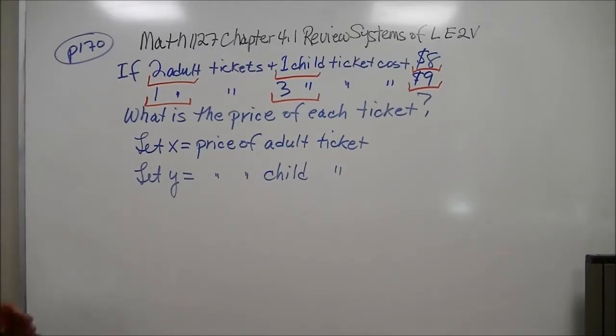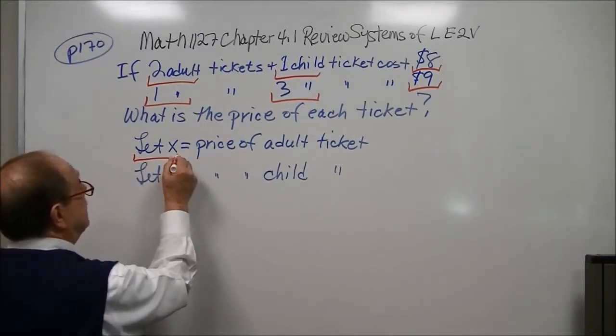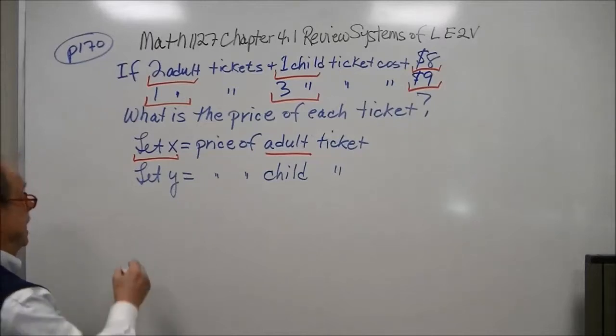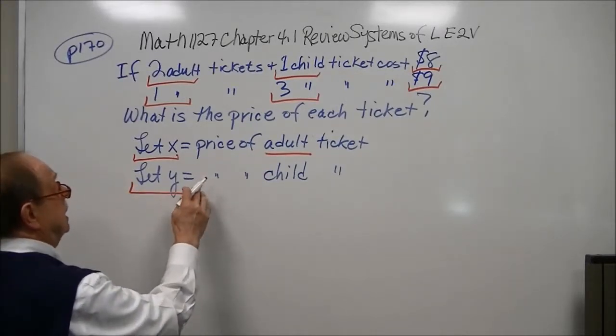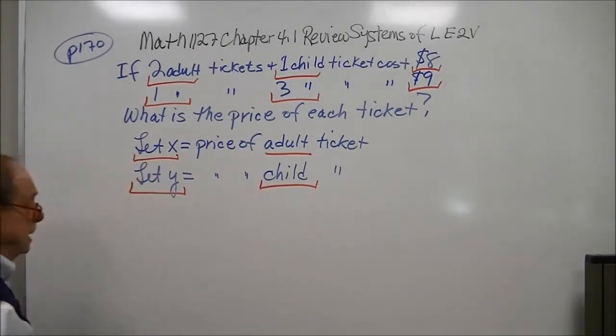Well, you recall that in doing word problems, you need to read it over, kind of get an idea, and then decide on what variables you're going to use to represent things. That's the whole purpose of algebra. So they're suggesting let X equal the price of the adult ticket and let Y equal the price of the child's ticket. Now we can set up an equation.